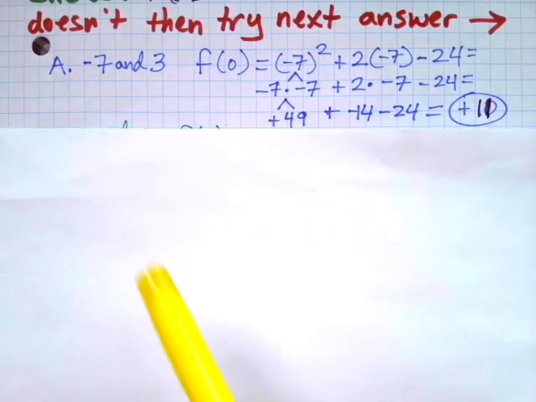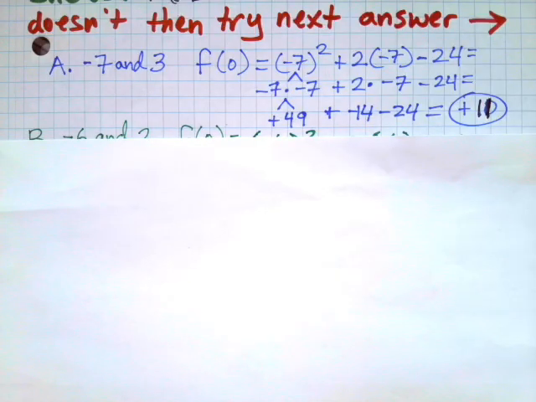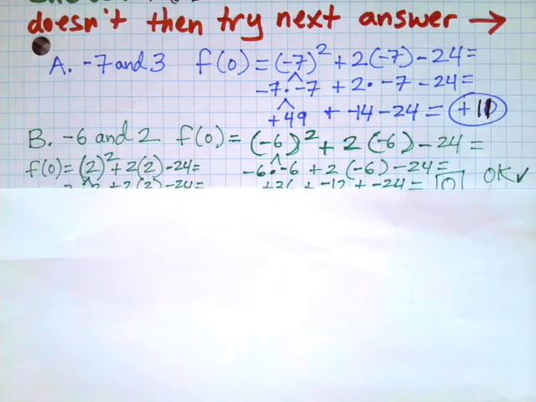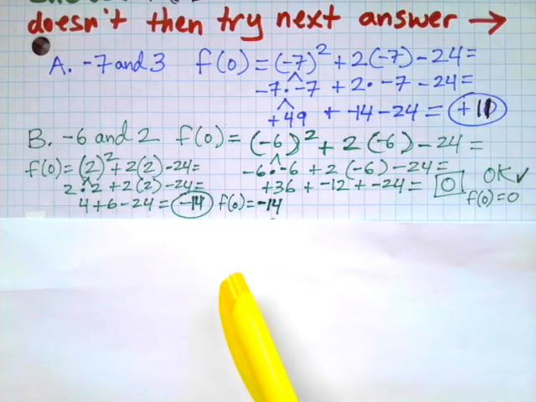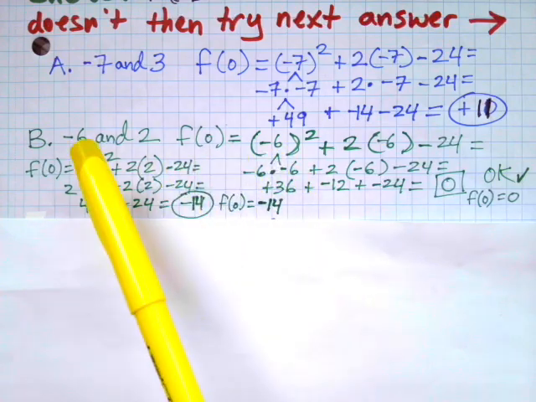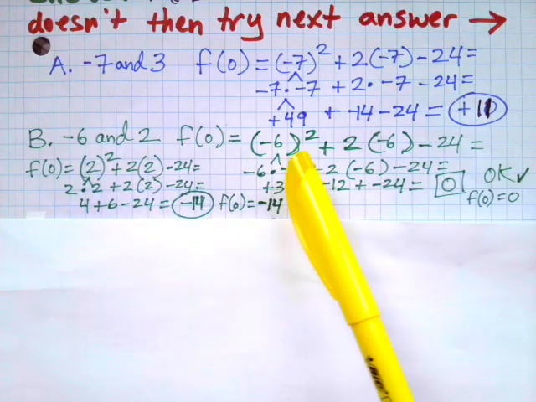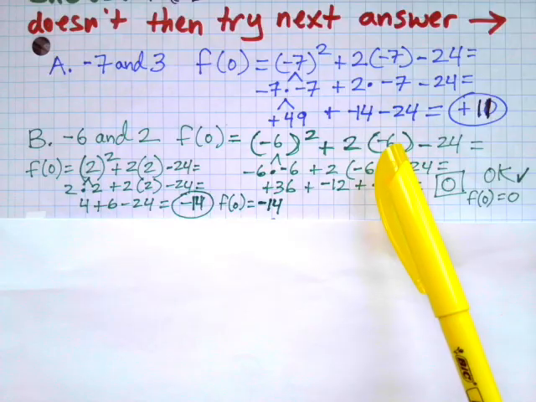A cannot be the option. So I'm going to go ahead and move on, and take a look at option B. I'm going to substitute that negative 6 for both the x variables.